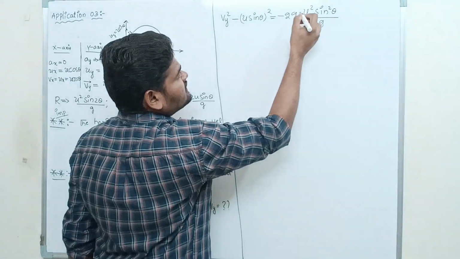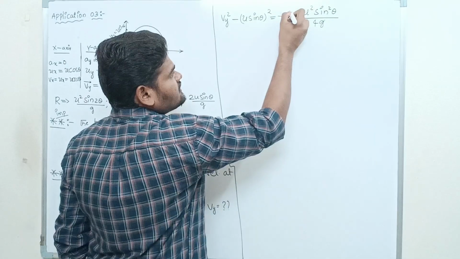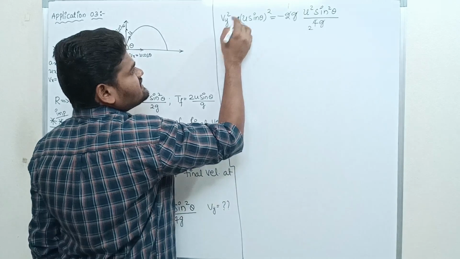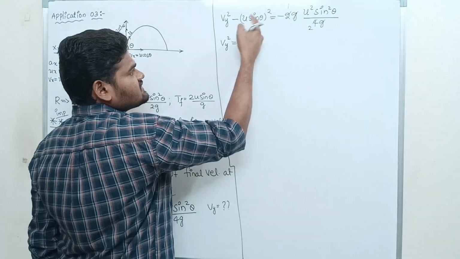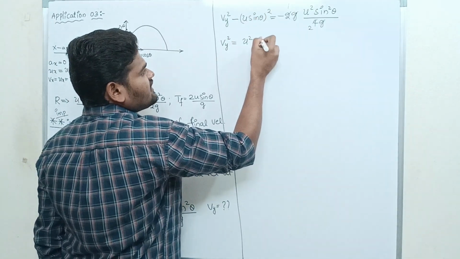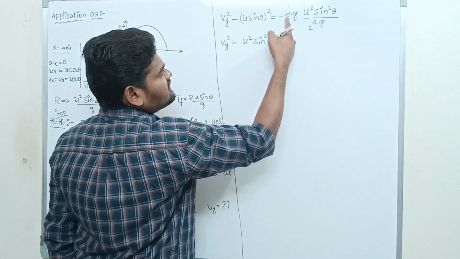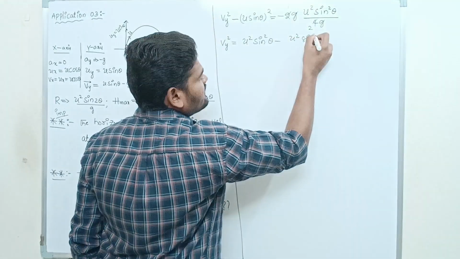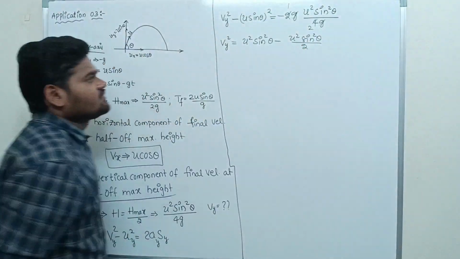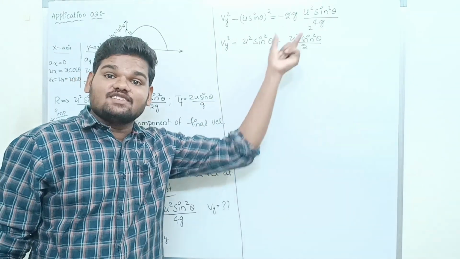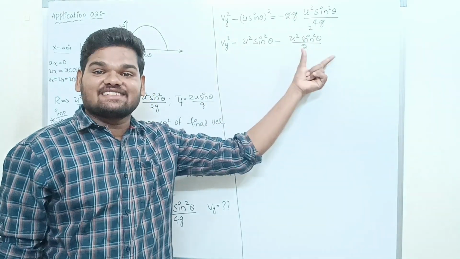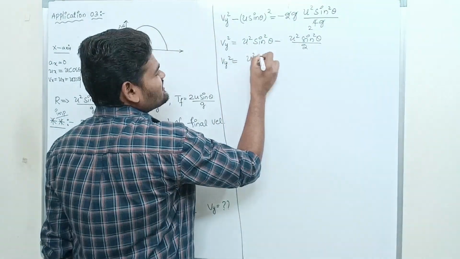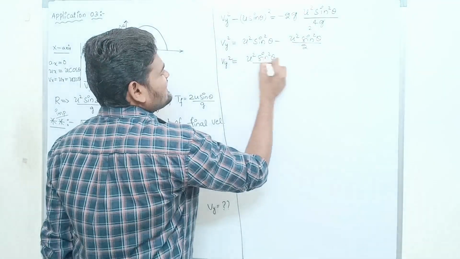Okay, have a look. Here the g gets cancelled out, and the 2 ones are 2 twos are. So we get vy square. The minus term went to that side, it becomes plus. So vy square is u square sin square theta minus u square sin square theta divided by 2. Full minus half remains half. So vy square is u square sin square theta divided by 2.